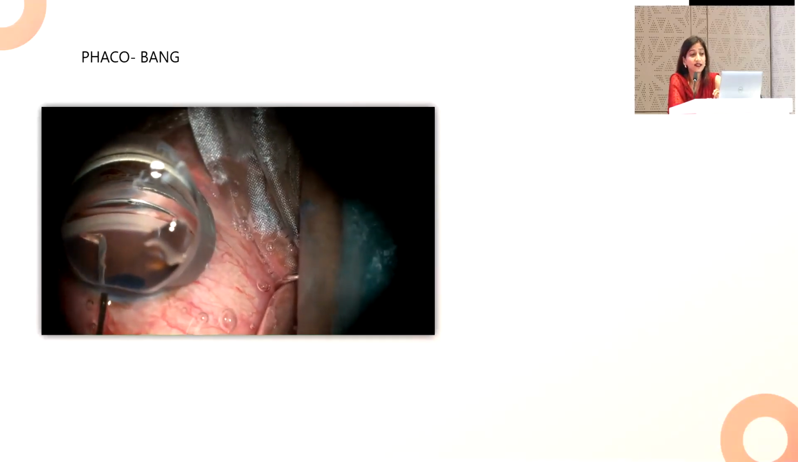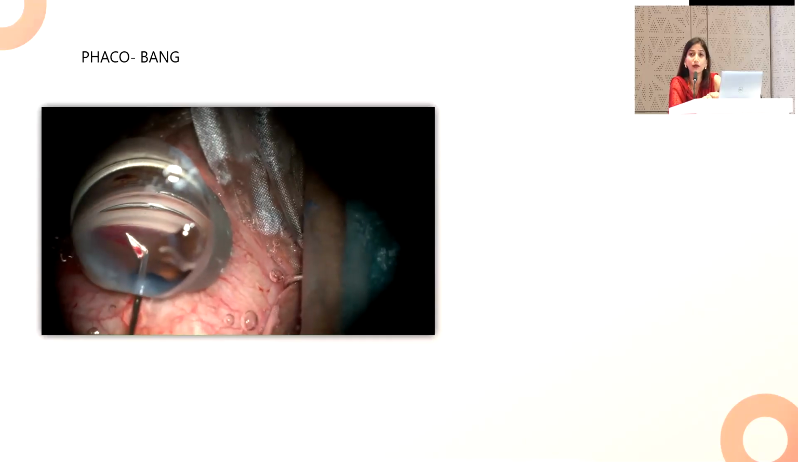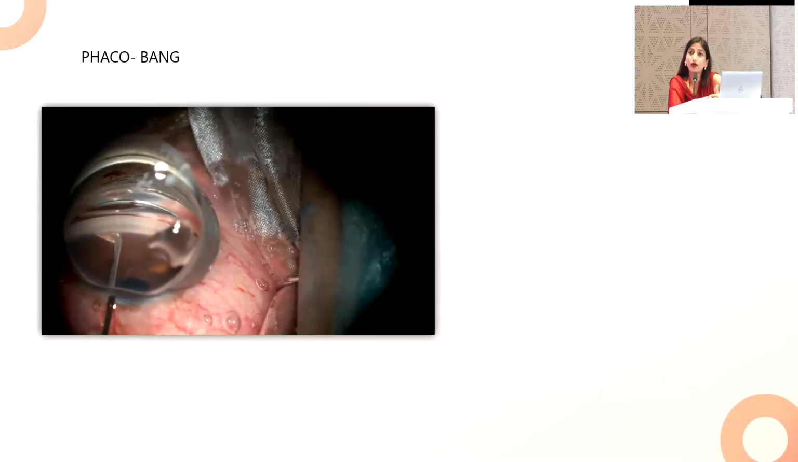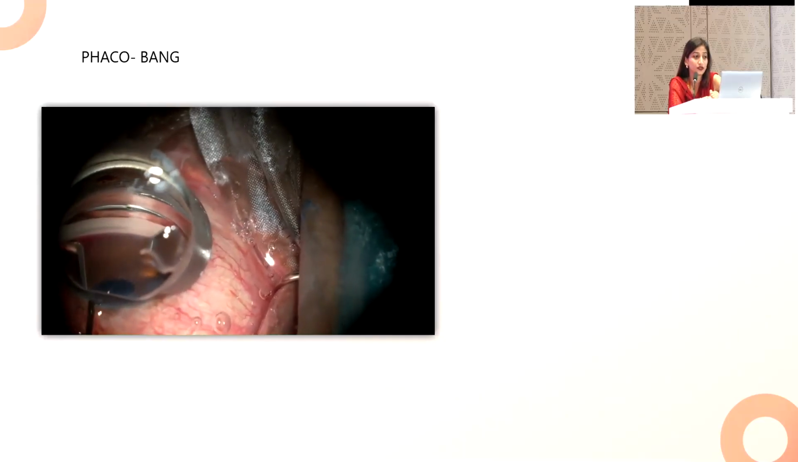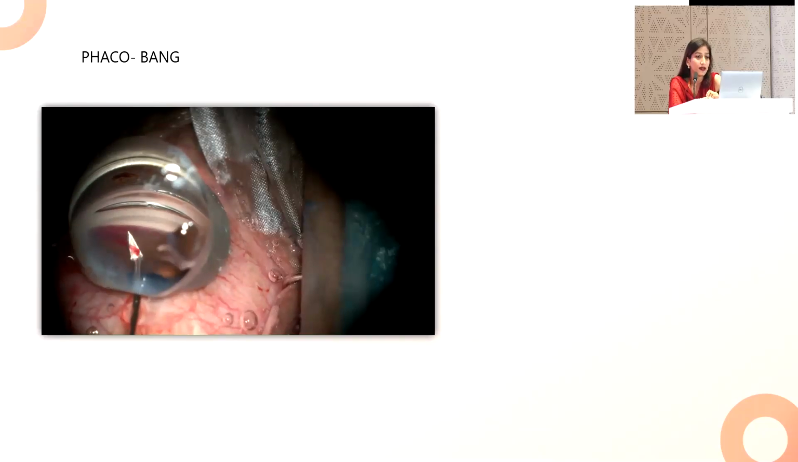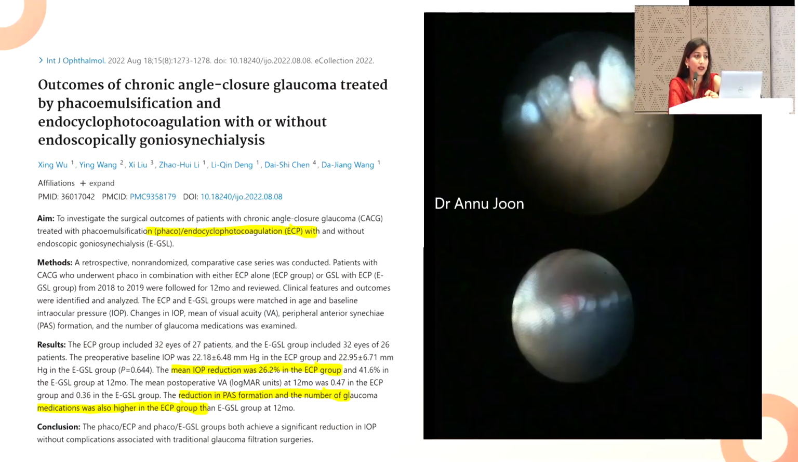There have been no documented studies of bent angle goniotomies along with phacoemulsification in ACG as far as I could tell from my literature search. But we are already doing a study under Dr. Kirti Singh at Guru Nanak Eye Center, and we've had promising results so far. And this is how nicely the angles sometimes open up after BANG even in ACGs.